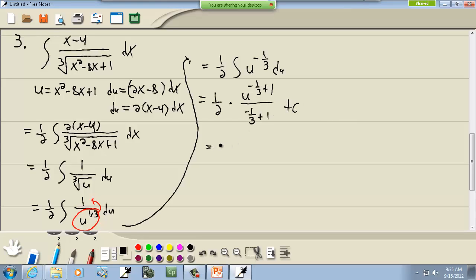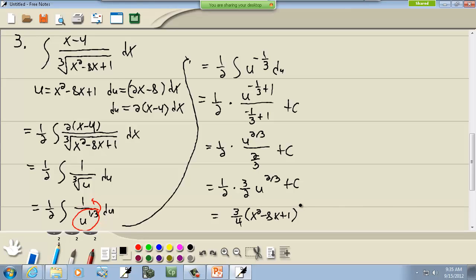Negative 1/3 plus 1 gives us 2/3. So we got u to the 2/3 over 2/3 plus c. You got a single fraction downstairs. You flip it and multiply it times your top part, so it becomes 3/2 u to the 2/3 plus c, which gives us 3/4. And u, we said, was this x squared minus 8x plus 1. So we'll plug that back in. And that's 2/3 power plus c. And that's our answer.